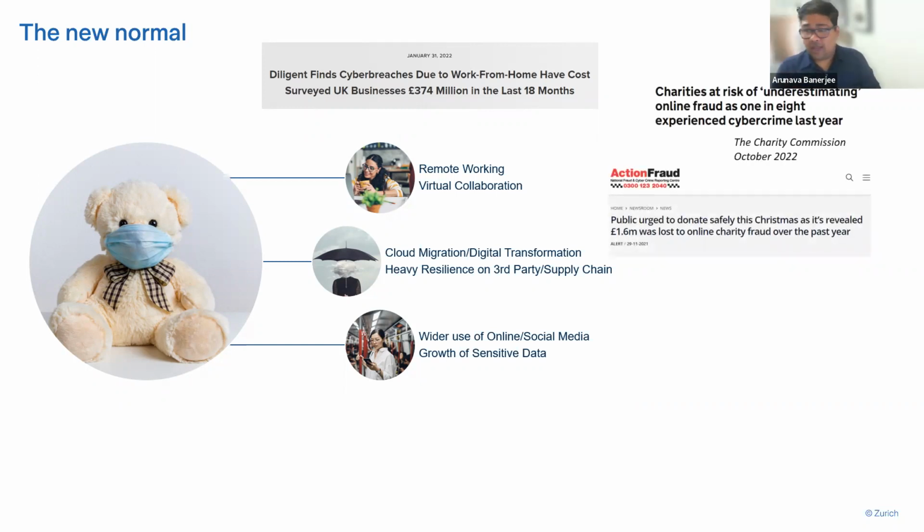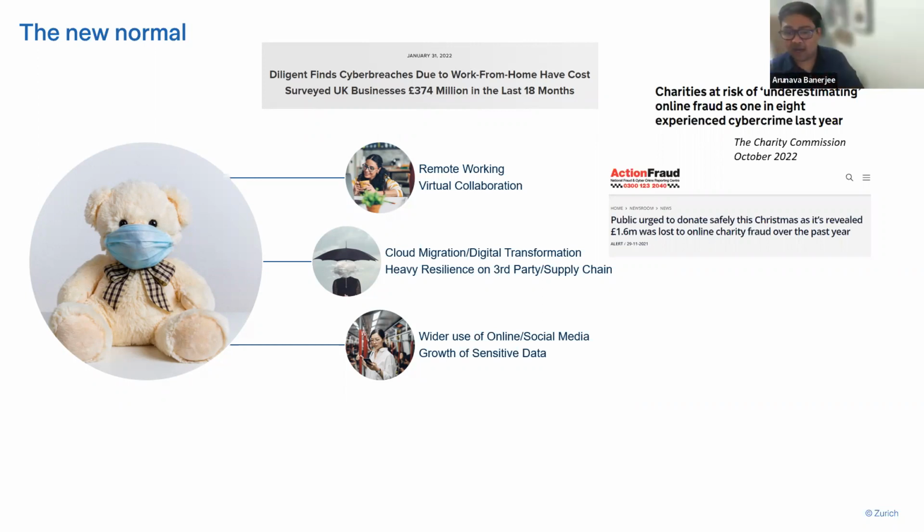Along with that, the Charity Commission in October 2022 was saying that charities are at risk of underestimating online fraud, as 1 in 8 experienced cybercrime last year. As we are going more online, doing more remote working, it's becoming a major threat for everyone to look into online fraud, and into what risks are being introduced into the business by having that remote working, that virtual collaboration. Okay, I will talk about what are the good treatments for it later.